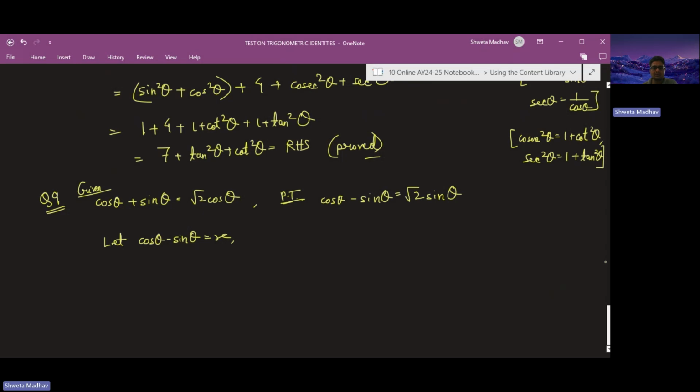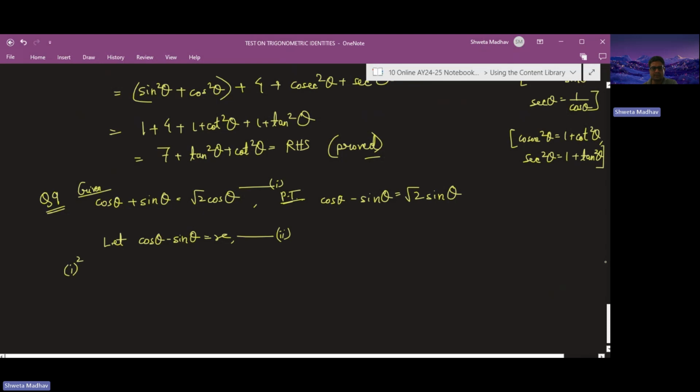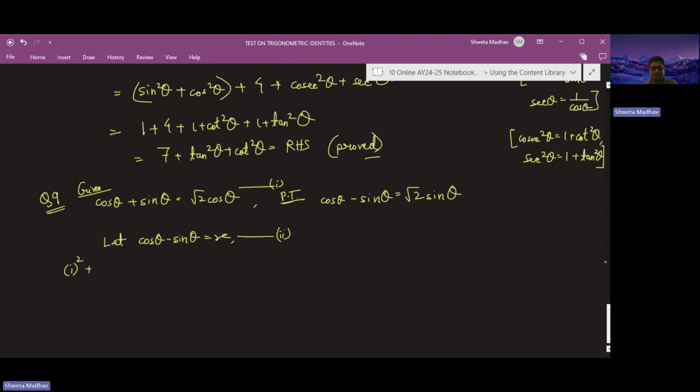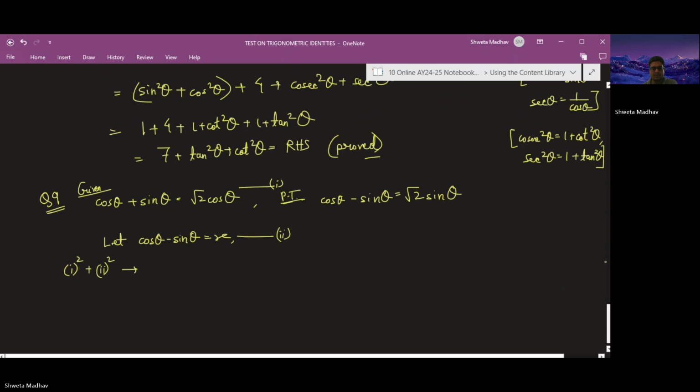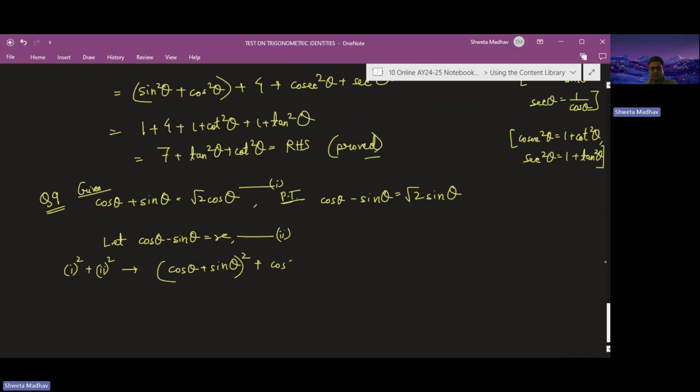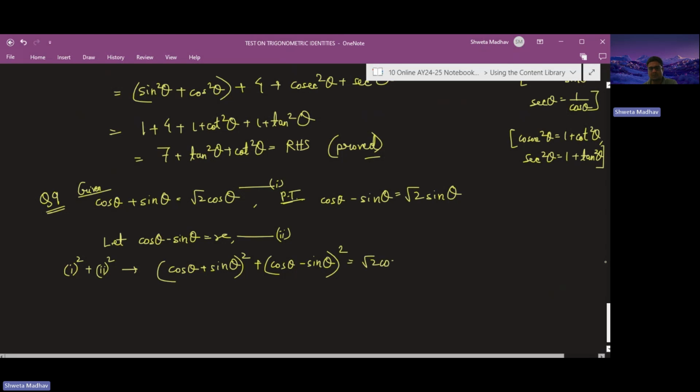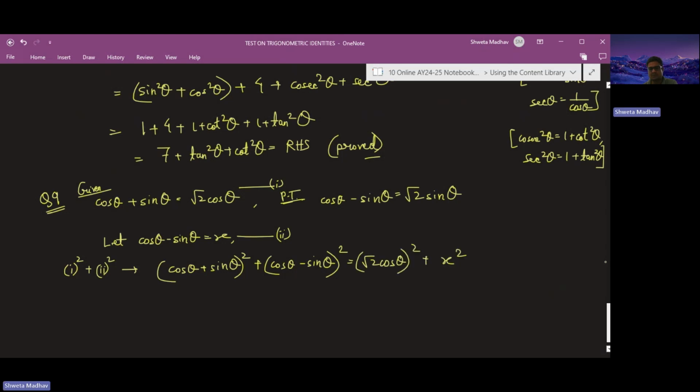Now let's say this is equation 1 and this is equation 2. If we square them and add them, means we square equation 1 on both sides and add it to the square of the second equation also, then we will get cos theta plus sin theta whole square plus cos theta minus sin theta whole square, that will be equal to root 2 cos theta whole square plus x square.